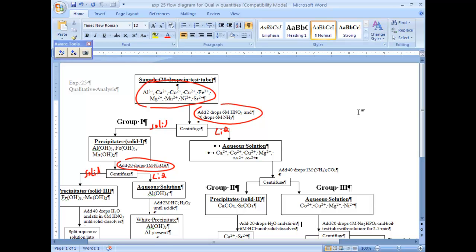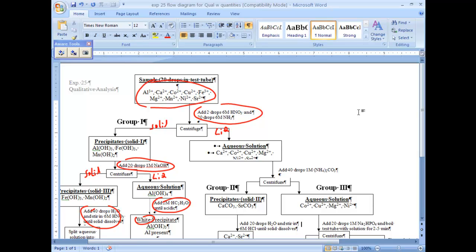For the aluminum, we test it with 2 molar acetic acid until it's acidic. If I have aluminum there, what should happen is I should get a white precipitate. If I do this for my unknown and I get no precipitate, there's nothing there, then that means I have no aluminum. Now for the known, you should get positive results for everything. For the unknown, you will not get positive results for everything. So then you go on with the solid part. You add 40 drops of water and stir in 6 molar nitric acid until the solid dissolves, and so on and so forth.